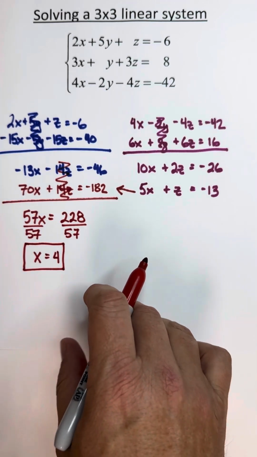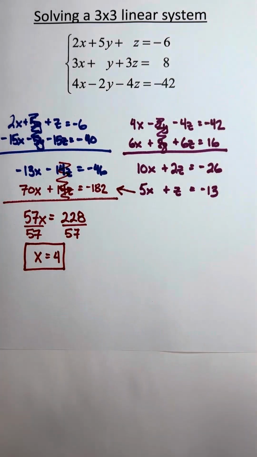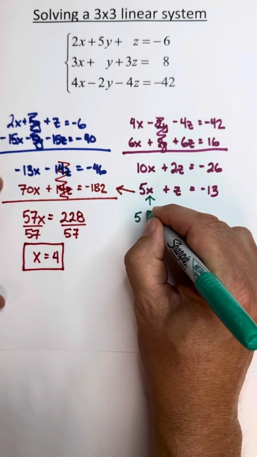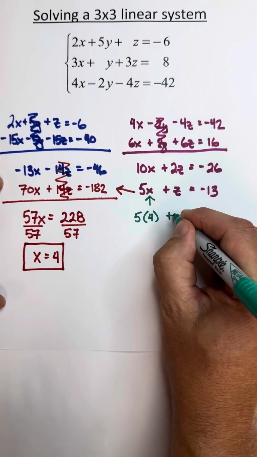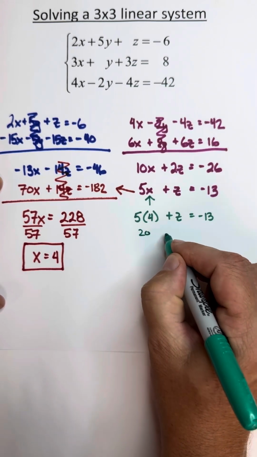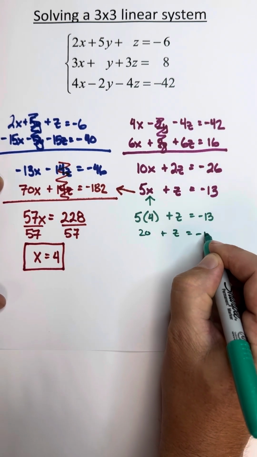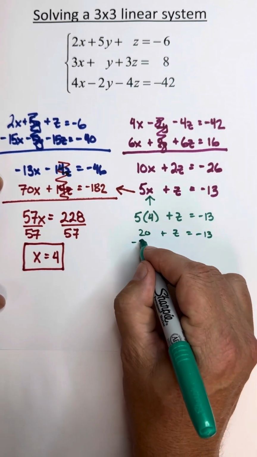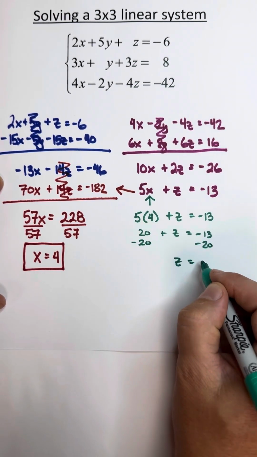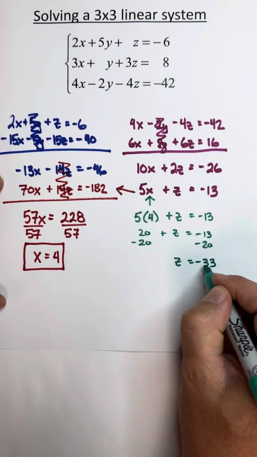Okay, so now we're going to substitute that x equals 4 into the system. I'm going to go ahead and put it into this equation right here. So I'm going to do 5 times 4 plus z equals -13. That's 20 plus z equals -13, minus 20 to both sides. So z equals -33.